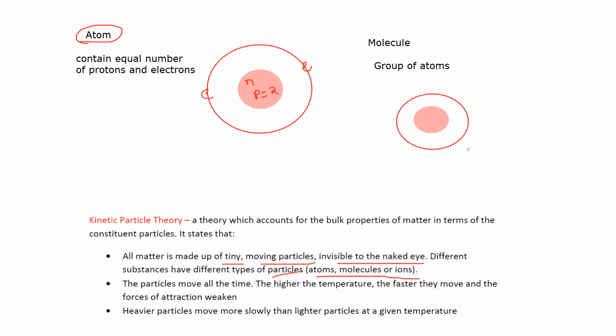So first thing, according to the kinetic particle theory, all matter is made up of tiny particles, and these particles can be atoms, molecules, or ions. And these particles are moving all the time. At a high temperature, the particles will move faster. So if we increase the temperature, the particles will move much faster.